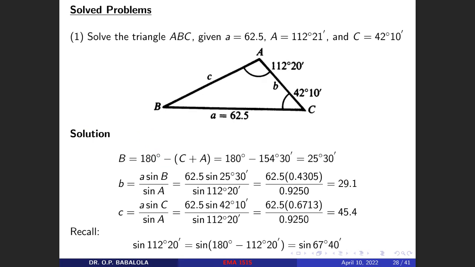Here in this example, we have the triangle ABC, and we have been given how many sides? We have been given only one side and two angles. So what law are we going to be using? Can someone tell me what law are we going to be using here?